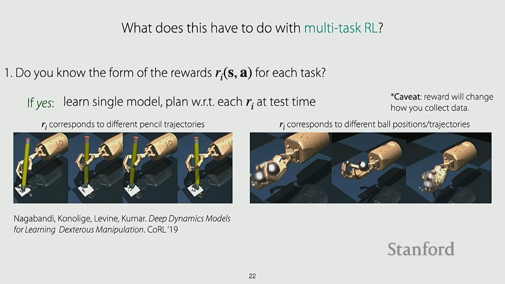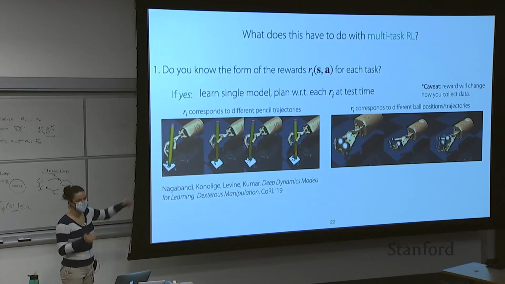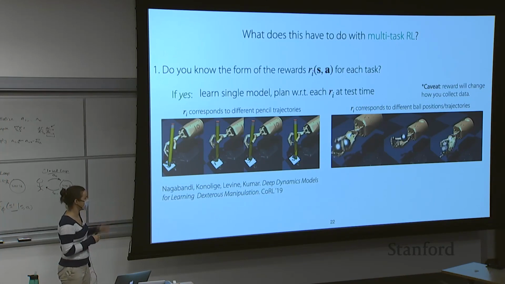Cool. Then one last caveat that I'll mention is that in the multitask scenario, if you are iteratively collecting data, the reward is going to change what data you collect. And so during training, you're going to want to have different reward functions in order to cover the distribution of tasks in terms of the data that you collect.